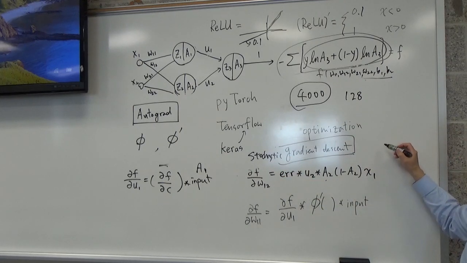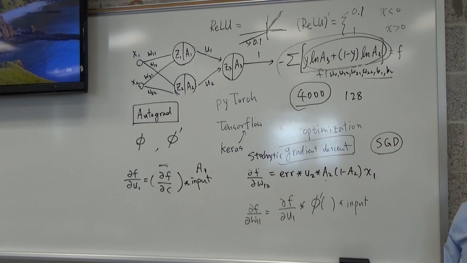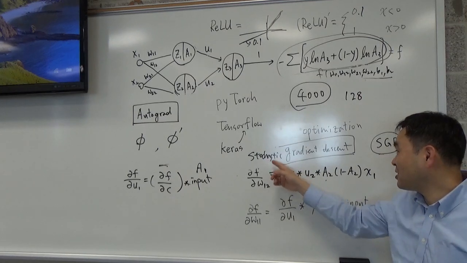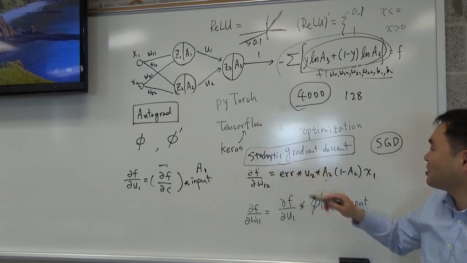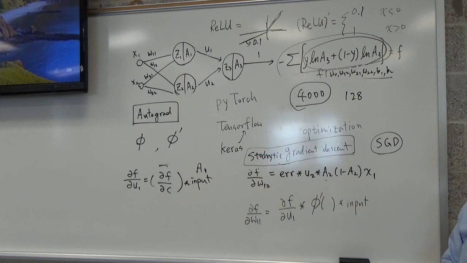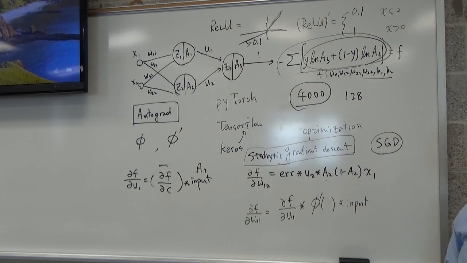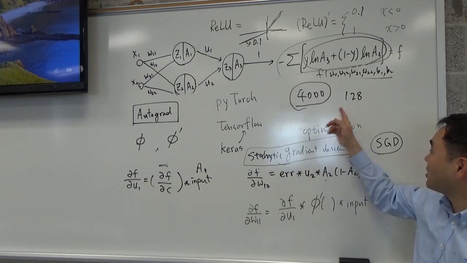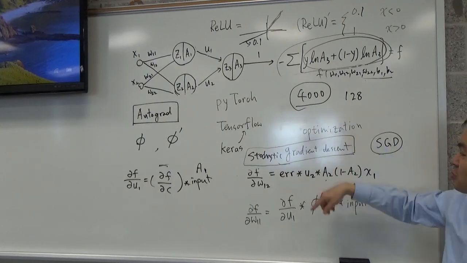SGD would be the acronym that people use, and I think the naming is just made to scare off people. Once you hear something called stochastic, it sounds really, really hard. But it's nothing. It just means that you're taking batches and then taking gradient descent. And then you just do this repeatedly.